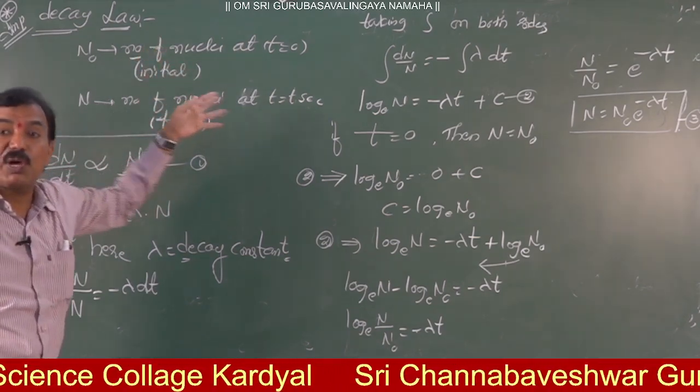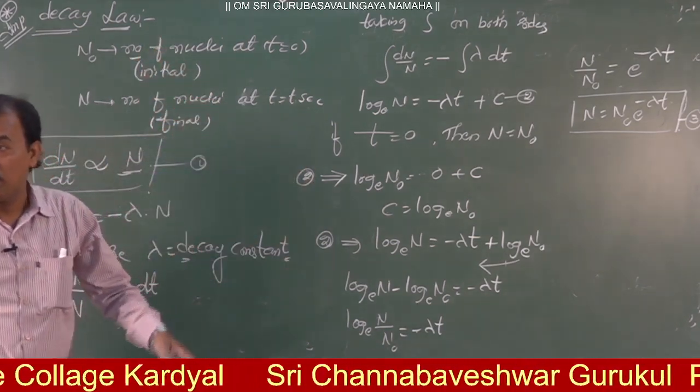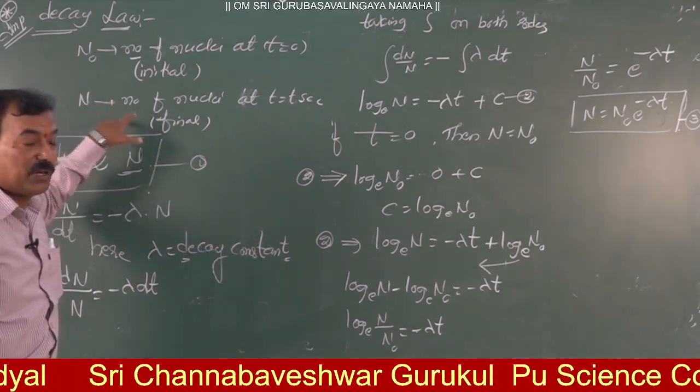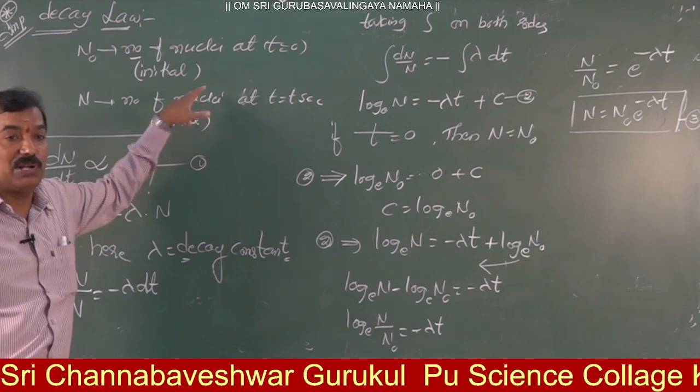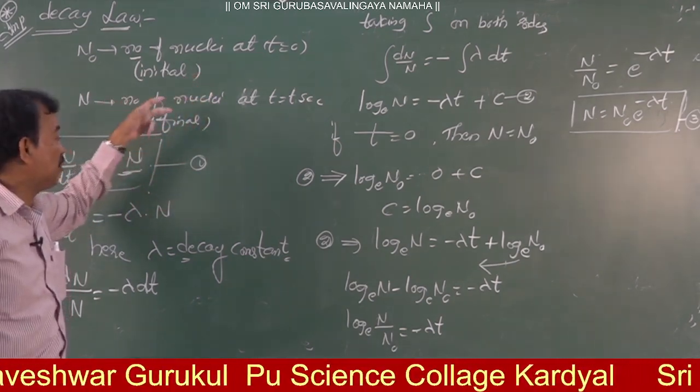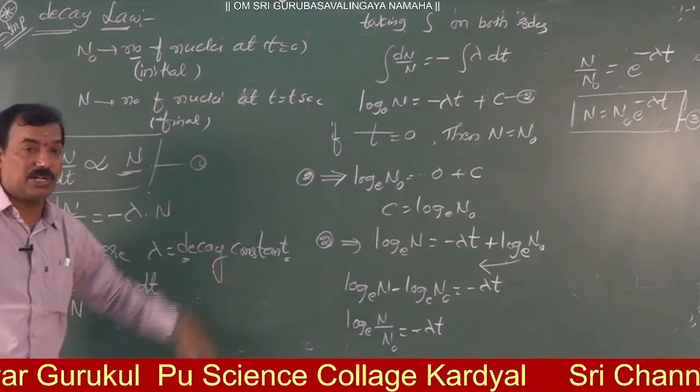After the donation, how much amount is left? After the disintegration, how many nuclei are there? That is equal to N. So N is the number of nuclei at time t seconds, the final value.